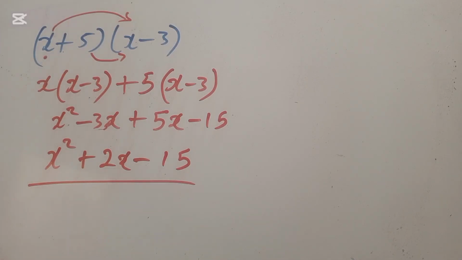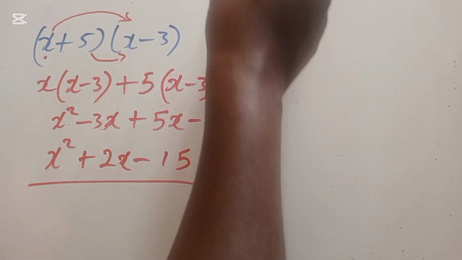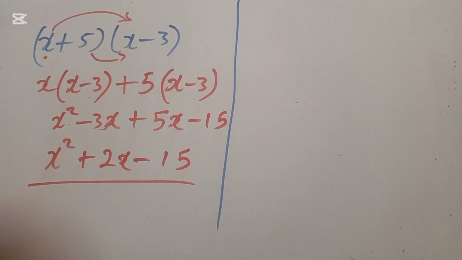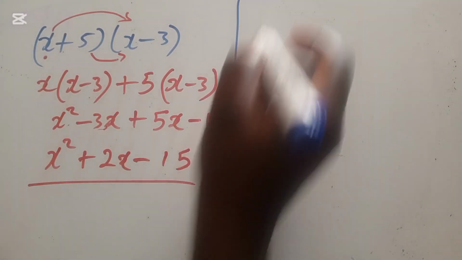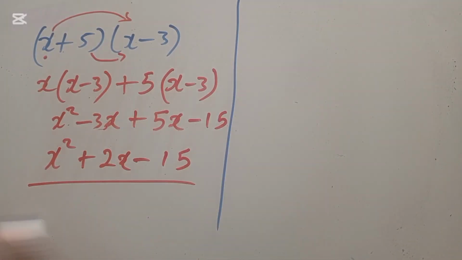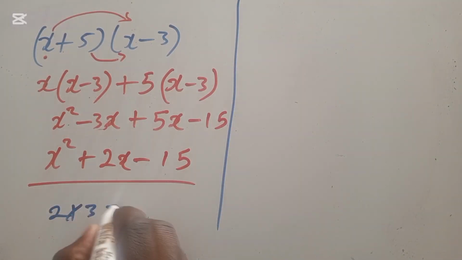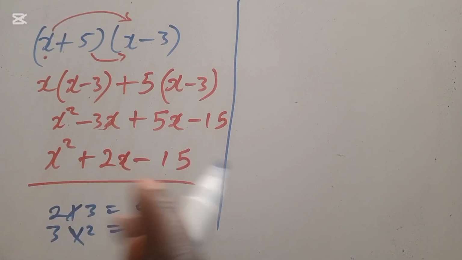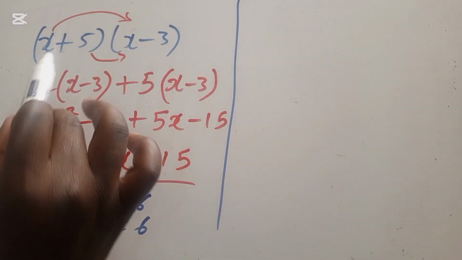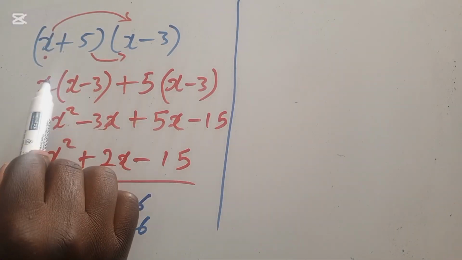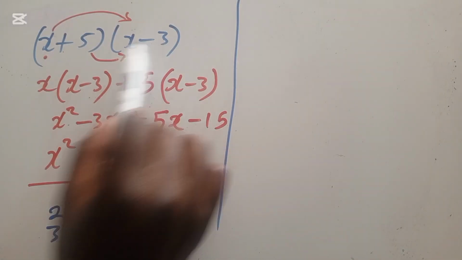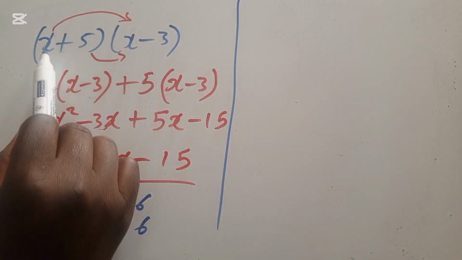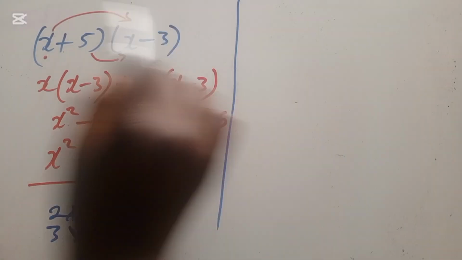Alternatively, suppose you wanted to start with this instead of this. When you have 2 times 3, the answer is 6. You can also start with 3 times 2. You can start with either, the answer will still be 6. So when we did this, we took x and this 5 here, but this one remained the same. It's x multiplied with all that, and 5 times it.